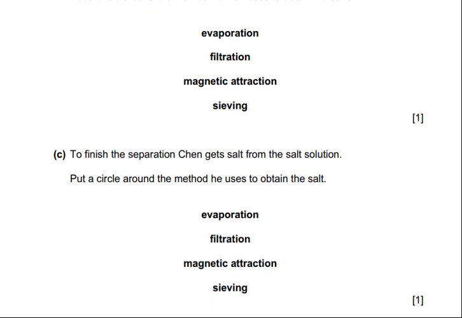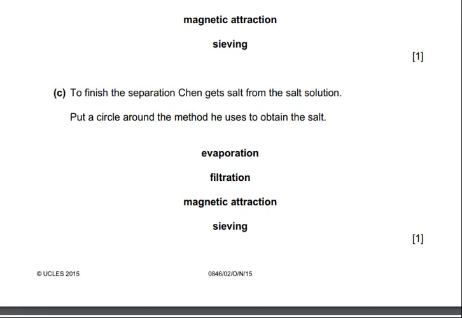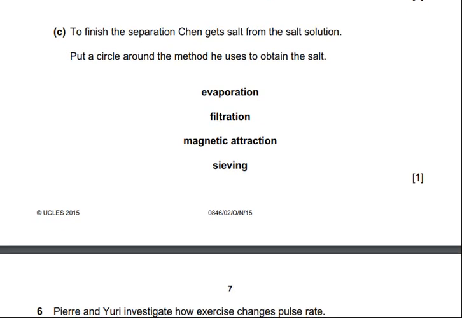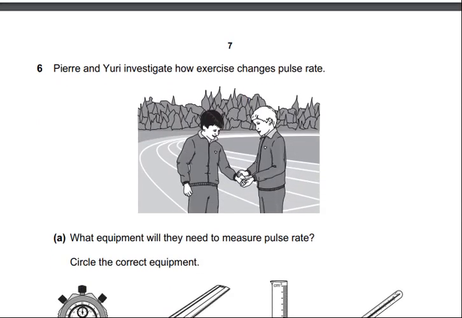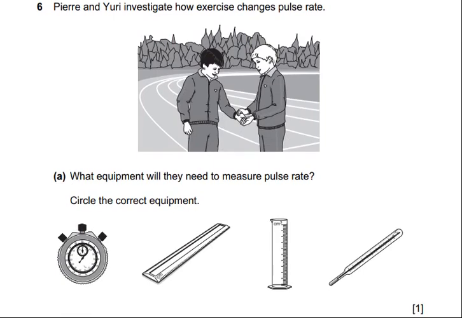Question C. To finish the separation, Chen gets salt from the salt solution. Put a circle around the method he uses to obtain the salt. Of course, we know that salt is one of the materials that can be dissolved in water, and when it's dissolved in water, we have to evaporate the water to get out the salt. So here we can use evaporation to obtain the salt. Next page, number 7. Question number 6.